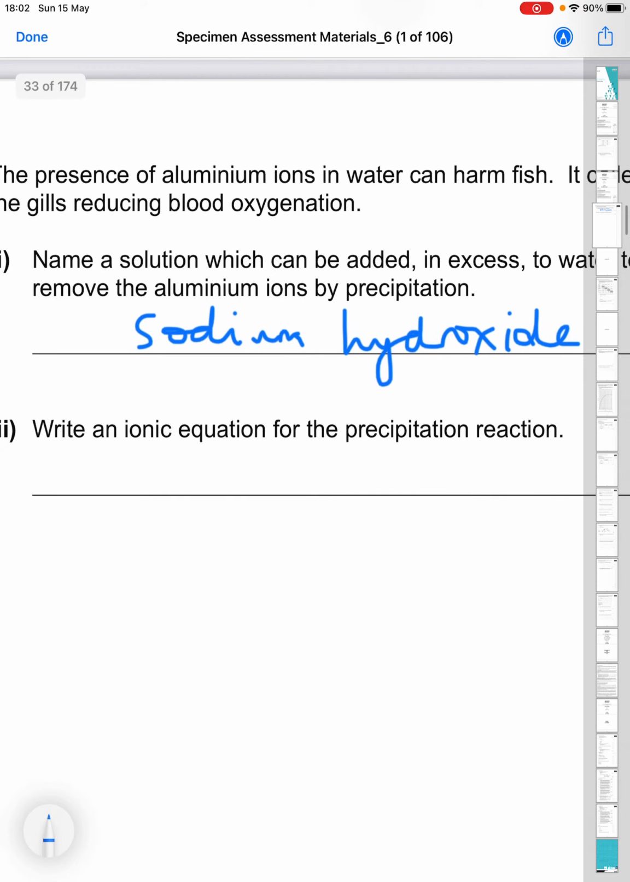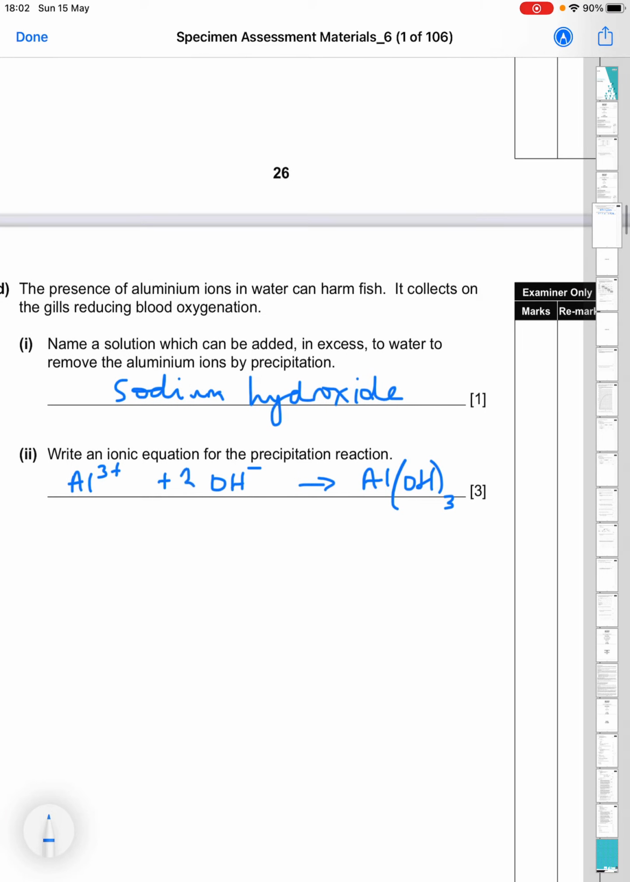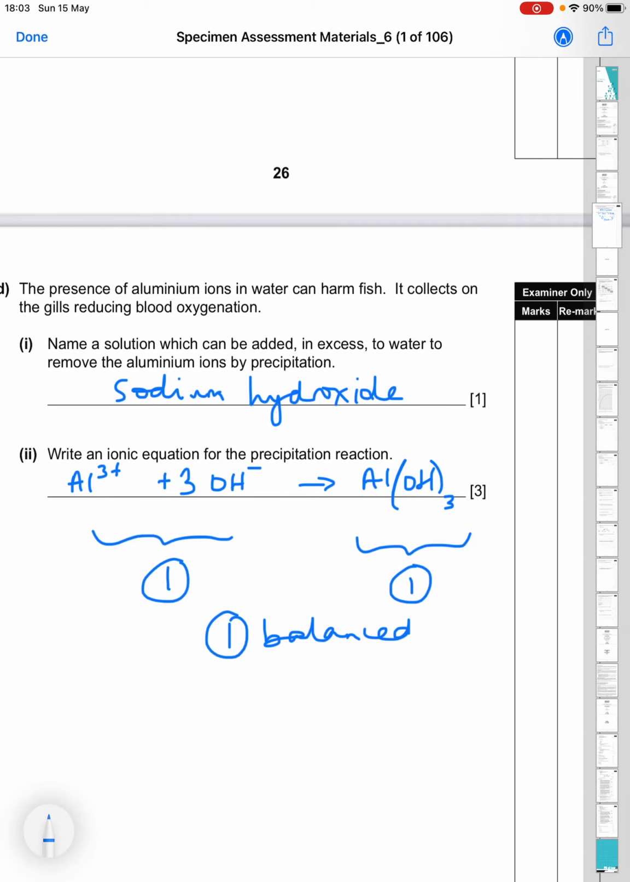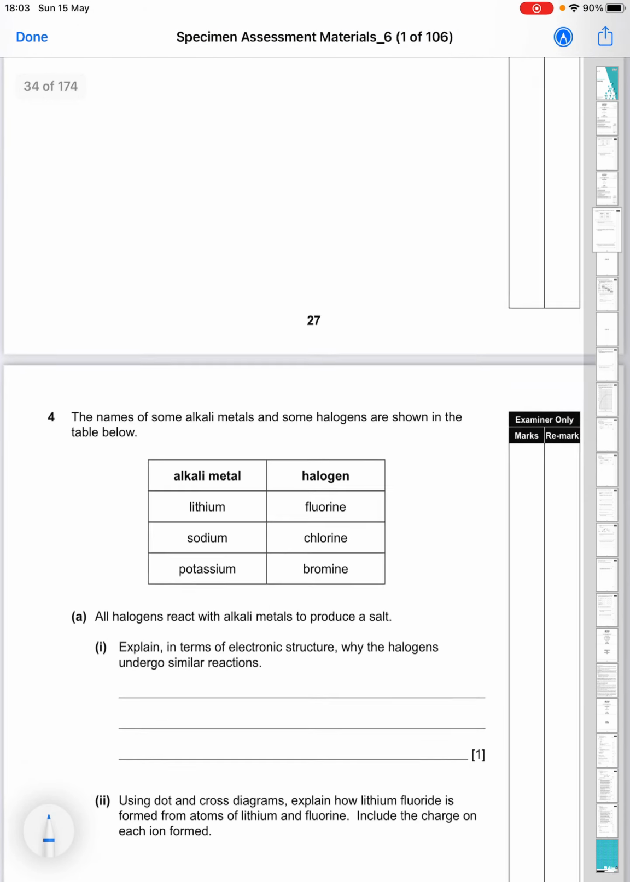The equation then for the precipitation reaction, so we're looking for the Al3+, which is the aluminium ions, plus hydroxide ions, is going to give us the aluminium hydroxide, Al(OH)3, and then to balance that up we need a 3 at the OH. So again, 1 mark for the reactants, 1 for the products, and 1 for balancing. You see a theme emerging with these equations and how they're marked.